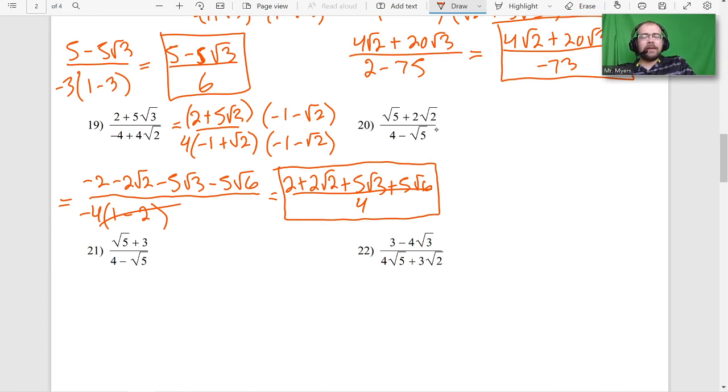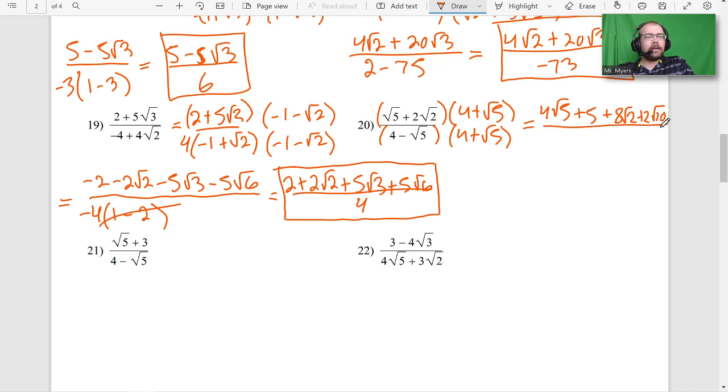All right, same thing here. Except this time we don't have anything to factor out first. So I would multiply it by the conjugate. 4 plus root 5. 4 plus root 5. All right. So on the top, I'm going to need to do a full FOIL. First times the first. Outer times the outer. Inner times the inner. 8 root 2. Last times the last. 2 root 10.